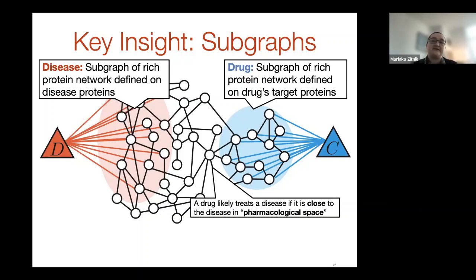And so every disease, and we have tens of thousands of diseases that are codified in medical knowledge, is given by a subgraph of proteins whose mutations or alterations are associated with the disease. And every drug is given by a subgraph of proteins that the drug binds to or targets when the drug is administered to a patient. So what is known in pharmacological science is that the drug likely treats a disease if the drug subgraph is close to the disease subgraph in pharmacological space.